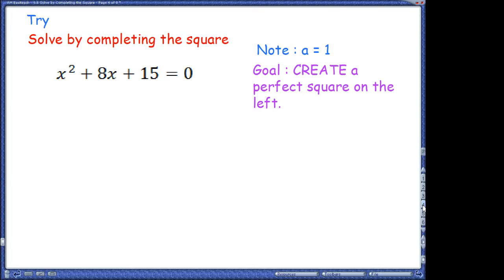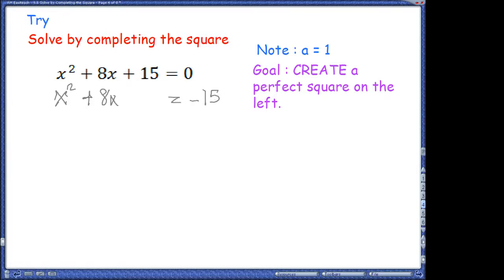Sometimes you have to manipulate the equation so that a is equal to 1, and you want to create a perfect square on the left. So we start off by saying, okay, I'm going to move the 15 over. So we have x squared plus 8x is equal to negative 15.